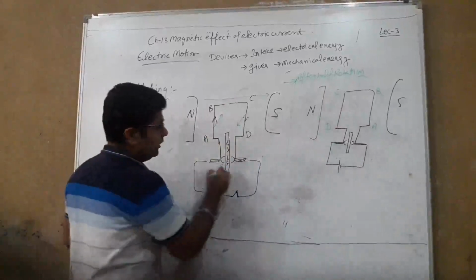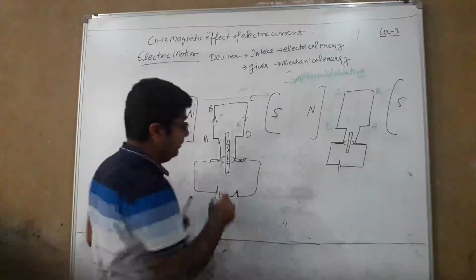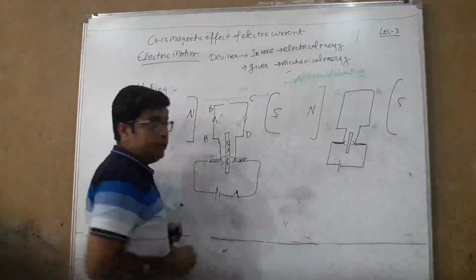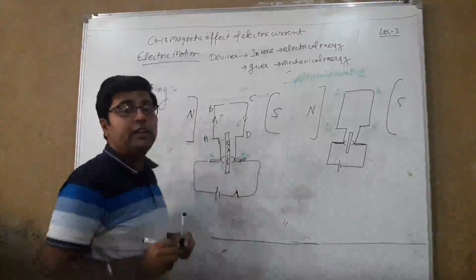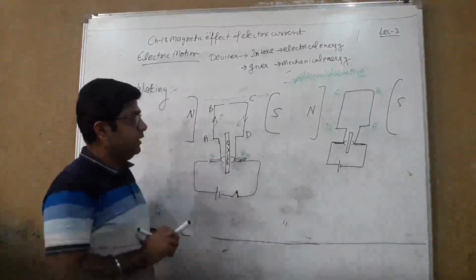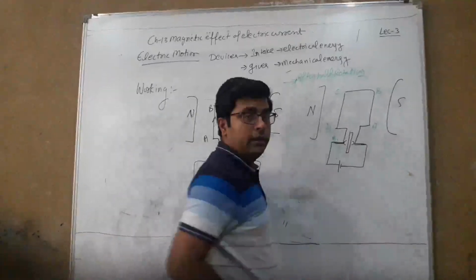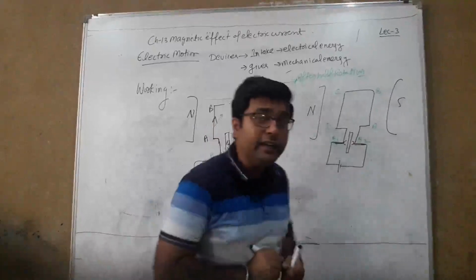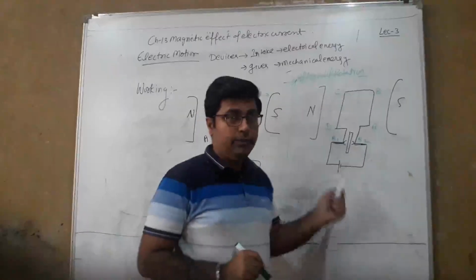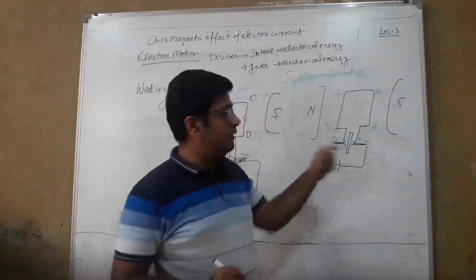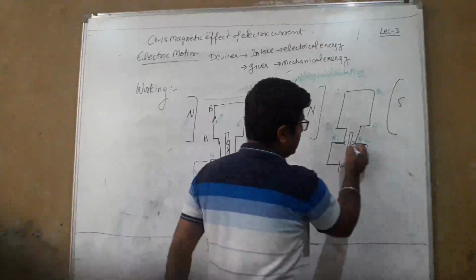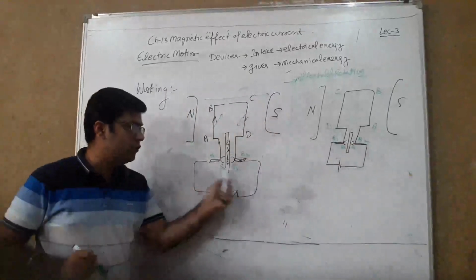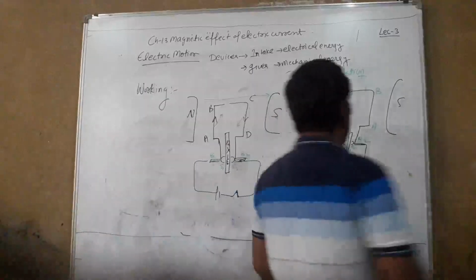This is S1, first split ring. This is S2, second split ring. This is brush B1 and this is brush B2. Now brush B1 is at the same place, brush B2 is at the same place. But the split ring which is connected with the wire reaches that point. So this is our S1 and this is our S2. The position of the split rings will change.